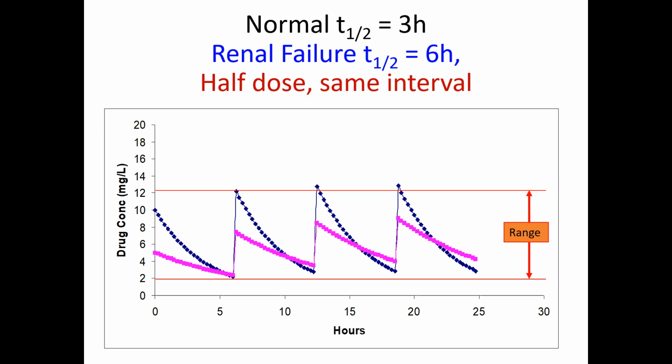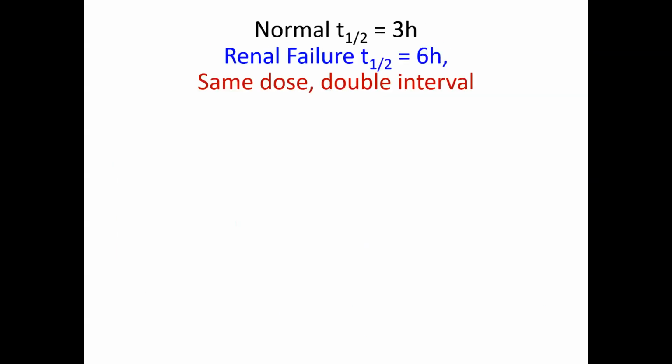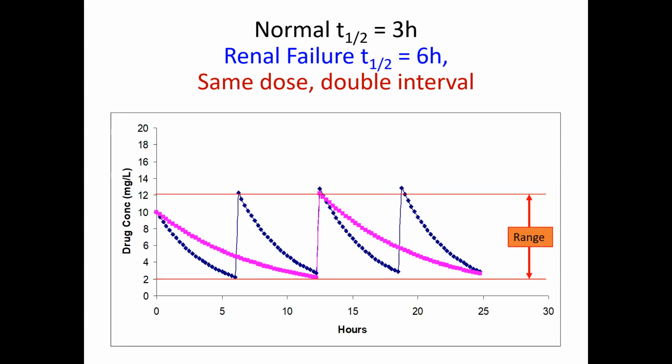The other strategy is decreasing the frequency. Same dose, decrease the frequency. Instead of twice daily, you give once daily. Let's see, double the interval. So we skip the dose here. We gave the full dose, but skip the dose here.